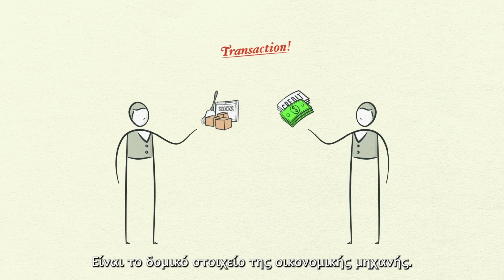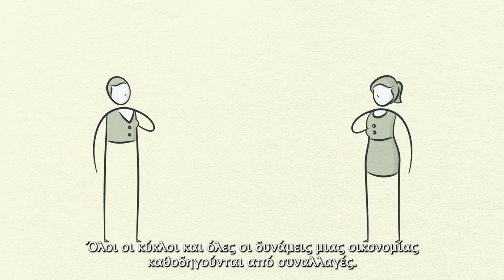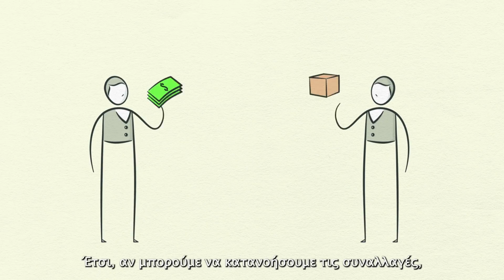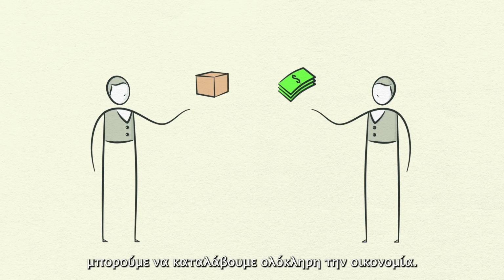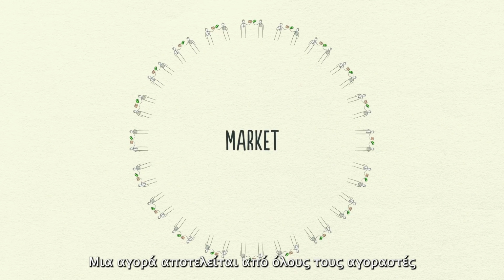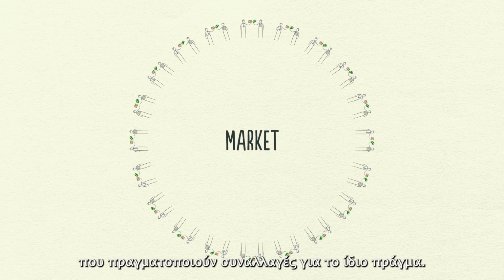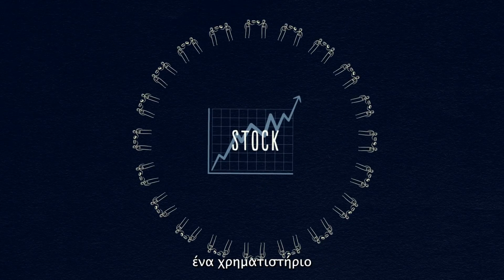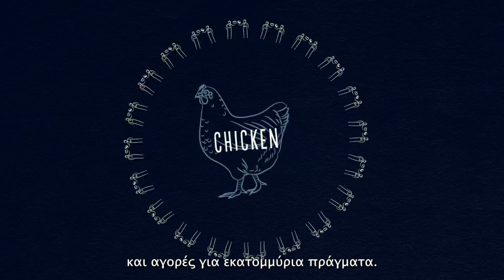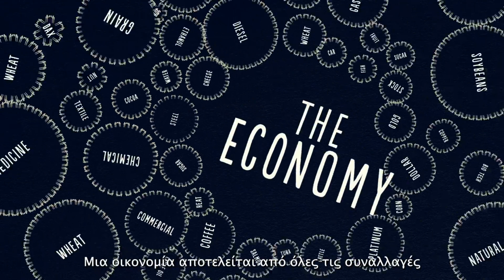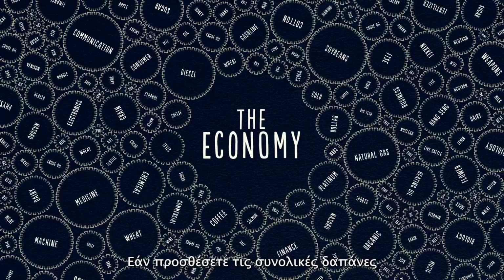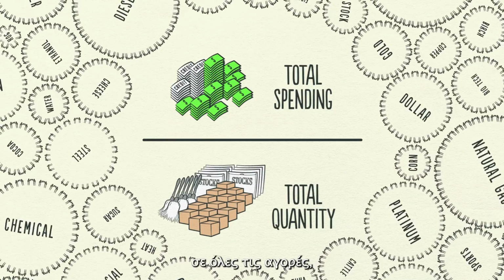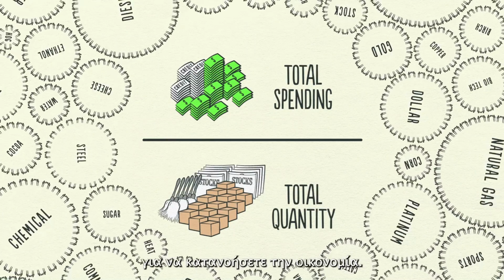It's the building block of the economic machine. All cycles and all forces in an economy are driven by transactions. So, if we can understand transactions, we can understand the whole economy. A market consists of all the buyers and all the sellers making transactions for the same thing. For example, there is a wheat market, a car market, a stock market, and markets for millions of things. An economy consists of all of the transactions in all of its markets. If you add up the total spending and the total quantity sold in all of the markets, you have everything you need to know to understand the economy.